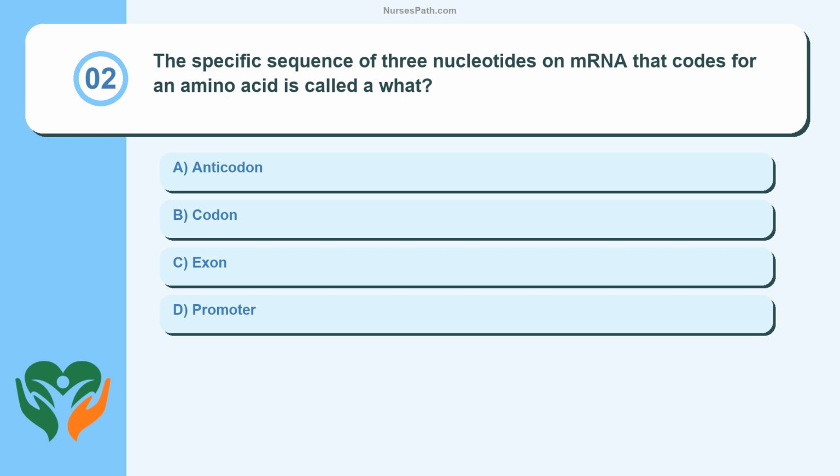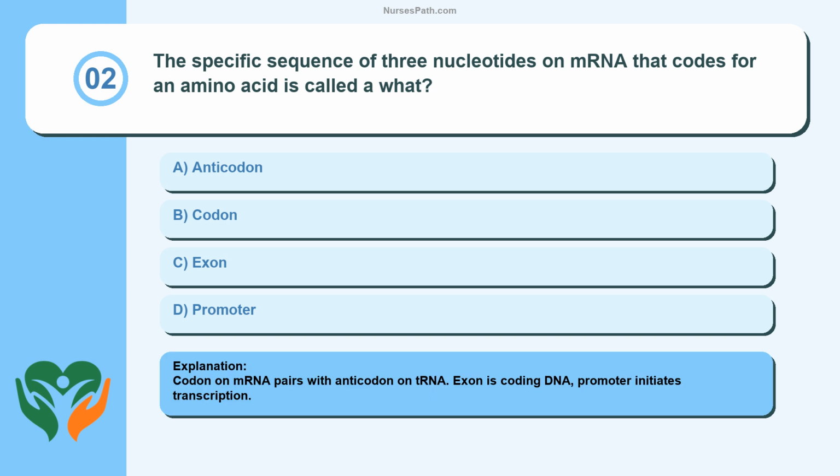Question 2. The specific sequence of 3 nucleotides on mRNA that codes for an amino acid is called a what? Anticodon, codon, exon, promoter. Codon on mRNA pairs with anticodon on tRNA. Exon is coding DNA, promoter initiates transcription.